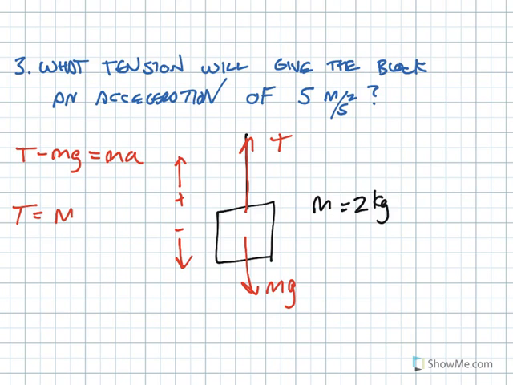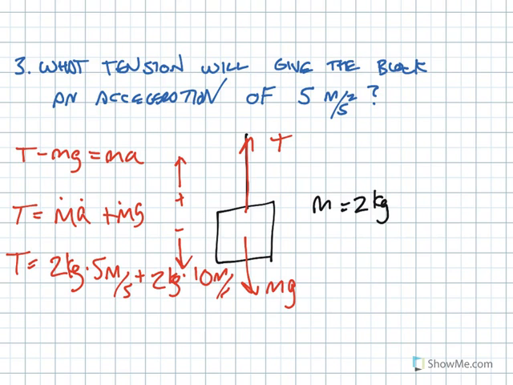So then T is equal to ma plus mg, because practice makes perfect. So 2 times 5 plus 2 times 10, so 10 newtons plus 20 newtons is 30 newtons. This is the problem I actually meant to do, I think. All right, here's the problem.